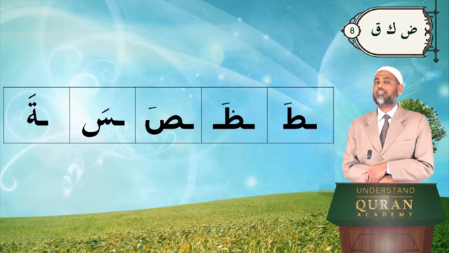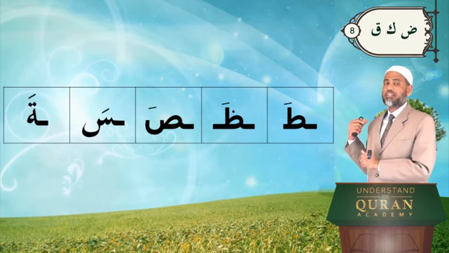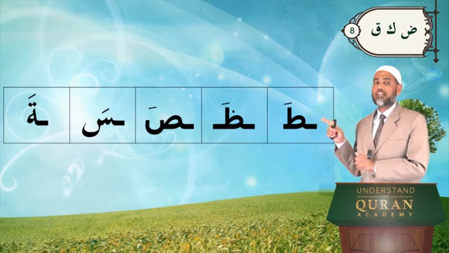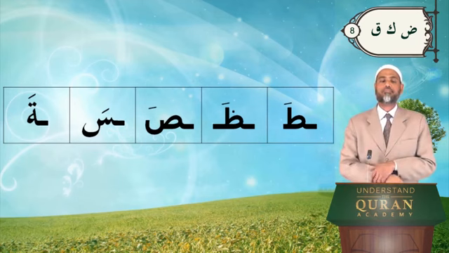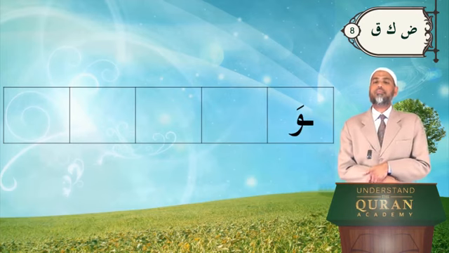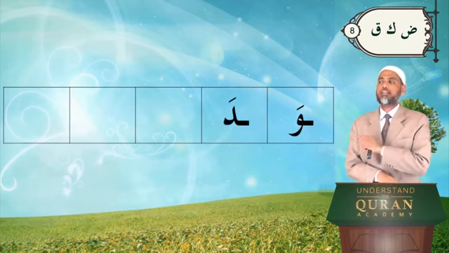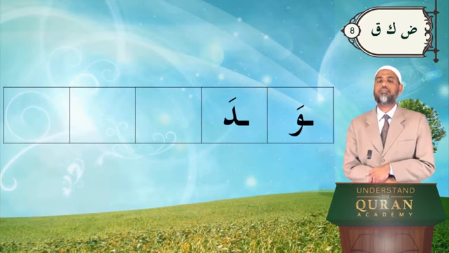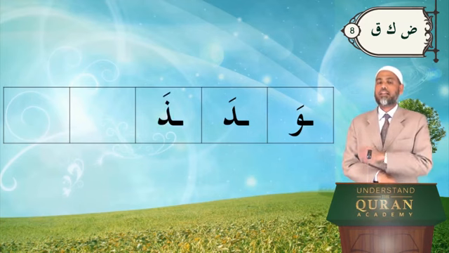And this one is ta. Okay, it has a connector from the previous letter, but it's not connecting anything else. So it is ta. Wa. Da. The connector is at the bottom, so it is da.